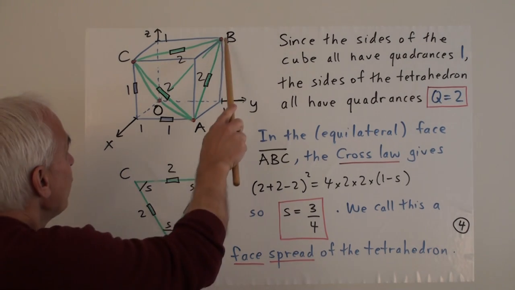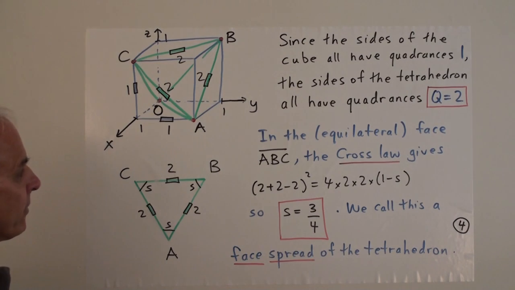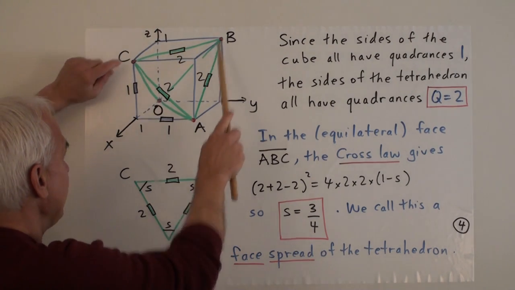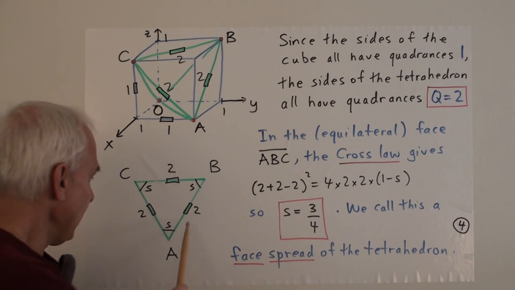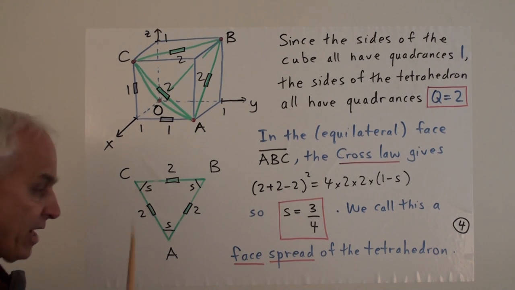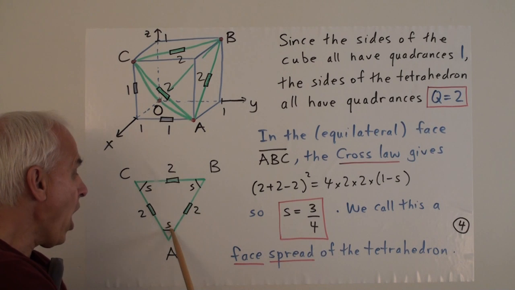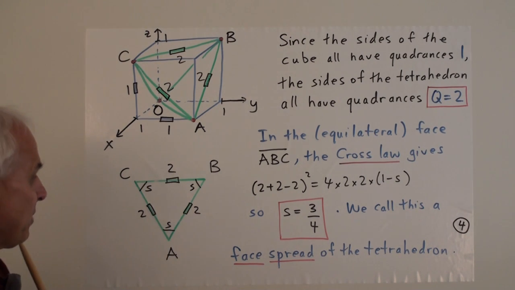So we have quadrants 2, 2, 2, and also these ones are also 2. All right, so if we look at just one face, let's say the face ABC, that's going to be an equilateral triangle, of course, because each of the quadrants is equal to 2. And let's just check that the spread here, which is going to be common to all of these vertices, is what we expect it to be.